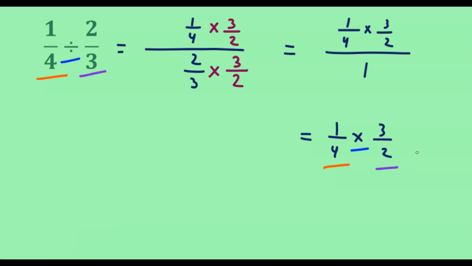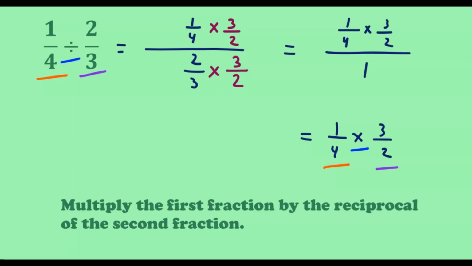So what do we end up with? We end up with keep, change, flip. And so basically, when we use this process of keep, change, flip, what we're actually doing is we're just multiplying the first fraction by the reciprocal of the second fraction. And that is another way of remembering the process to divide two fractions. All we need to do is multiply the first fraction by the reciprocal of the second fraction.